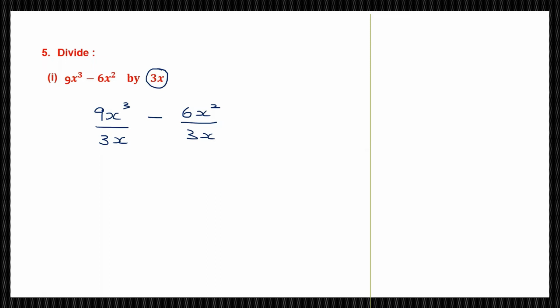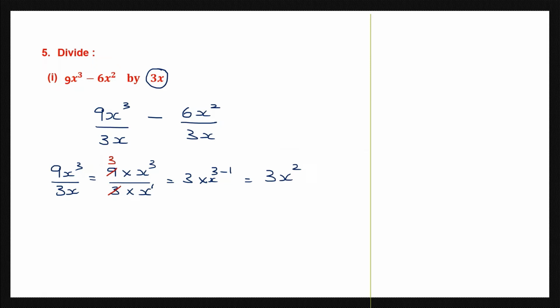So let's do the first portion, that is 9x to the power of 3 by 3x. Let's divide and see what we get. That will be 9 into x to the power of 3 by 3 into x. So cancel, 3 3s are 9. So that will be 3 into x to the power of 3 minus 1. So this will be 3x to the power of 2. So here we have 3x squared.